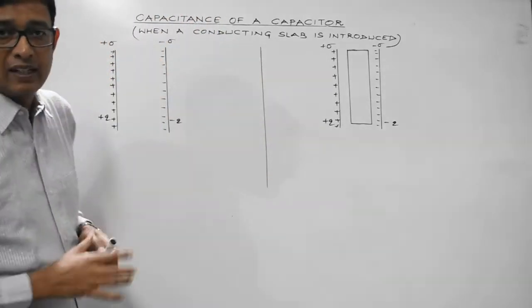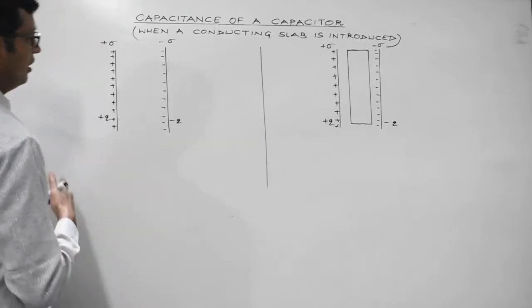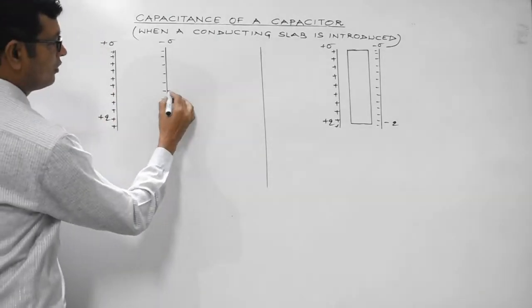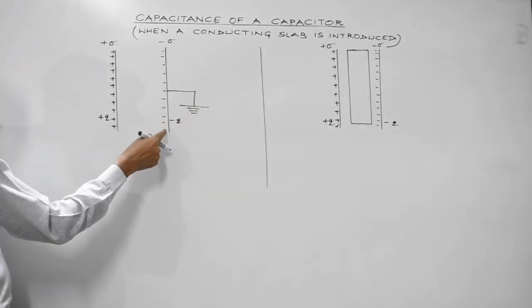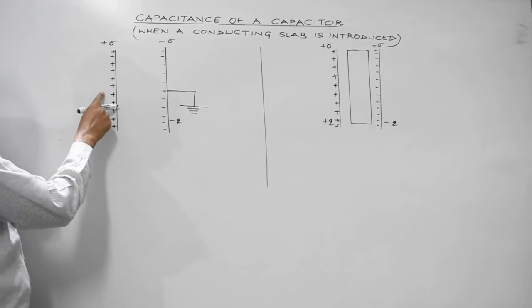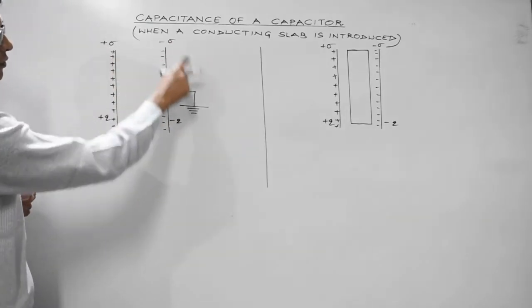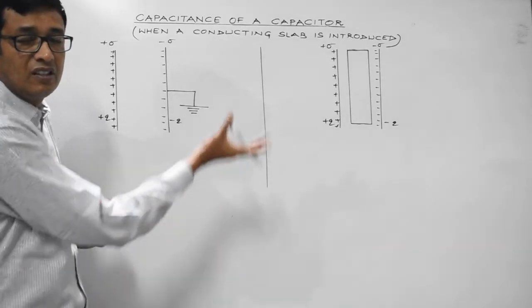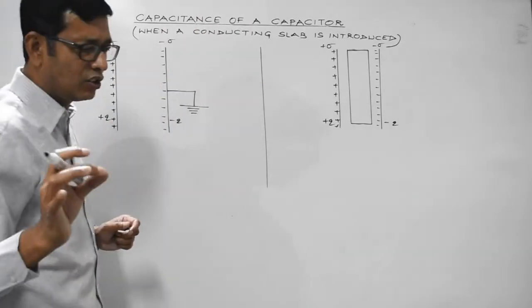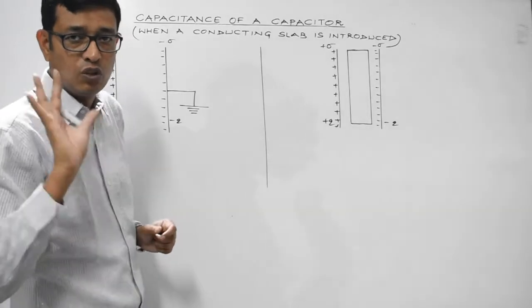This is a parallel plate capacitor, right? Its principle we are all aware of. When an earth connected uncharged conductor is placed near a charged conductor, then the potential of this arrangement decreases drastically and accordingly its capacitance increases tremendously. So it is on this principle that all capacitors work, right?